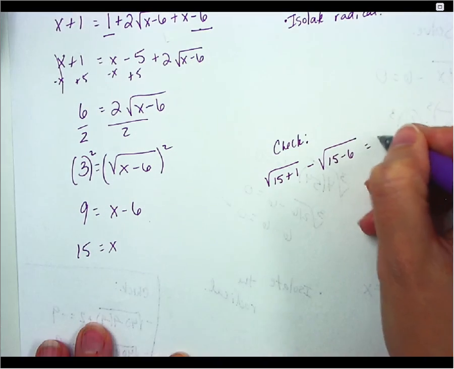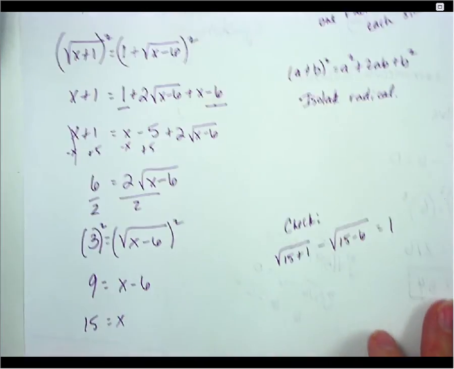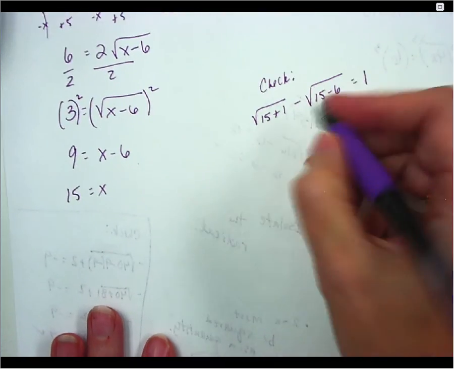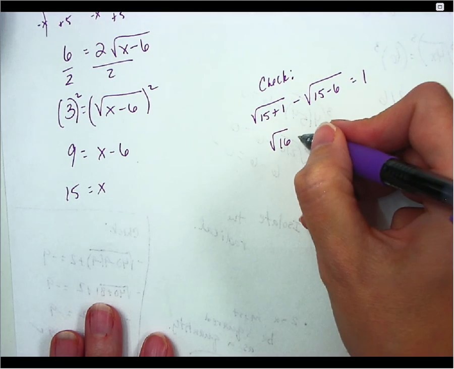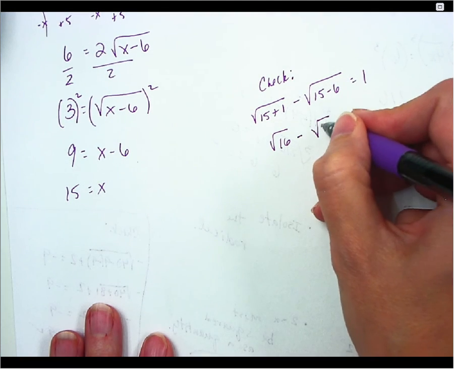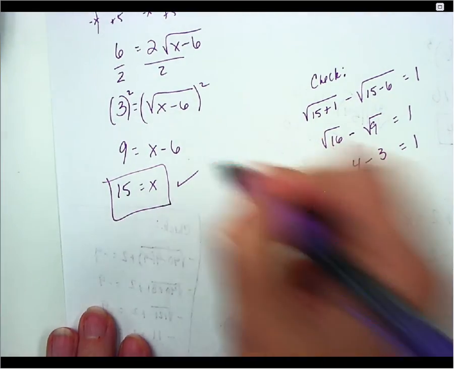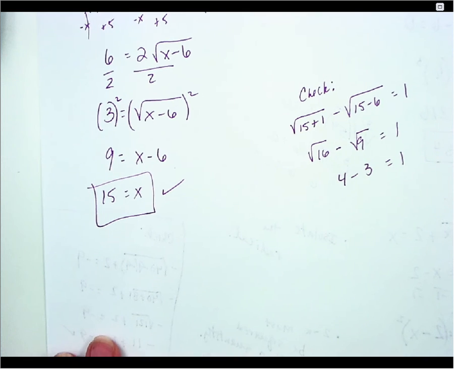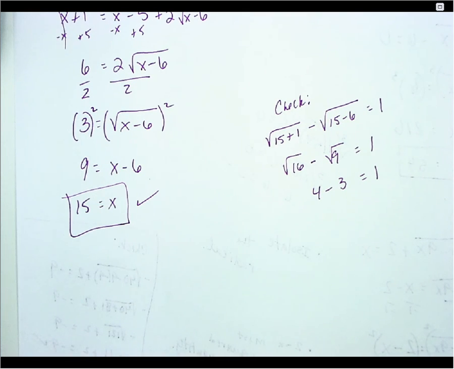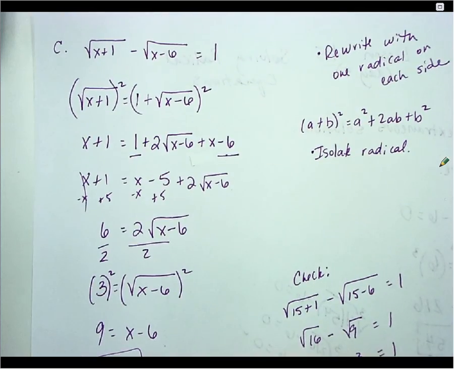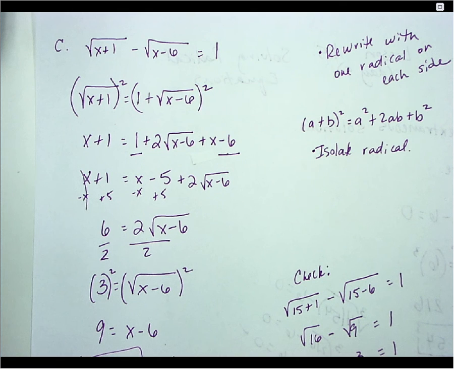So I just took 15, I put it into the original problem. So that's going to be the square root of 16 minus the square root of 9 equals 1. So 4 minus 3 does equal 1. So 15 is a solution. So that's a lot. It's like 2 radical equations in one. But you guys can do it.